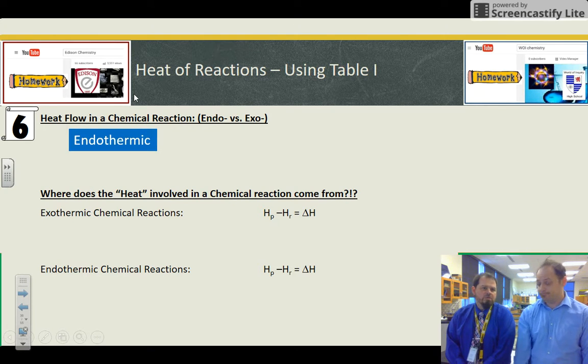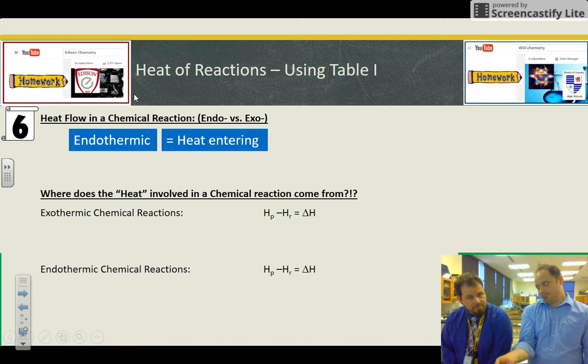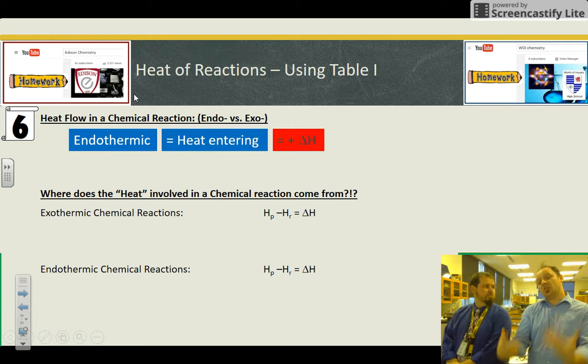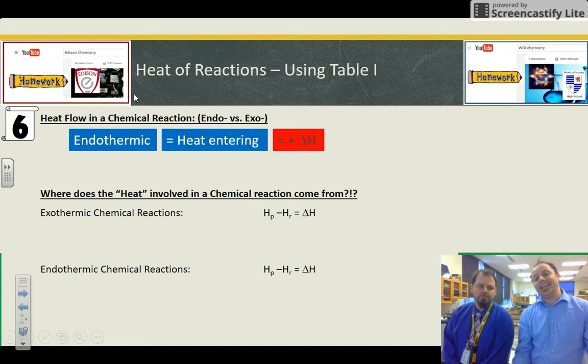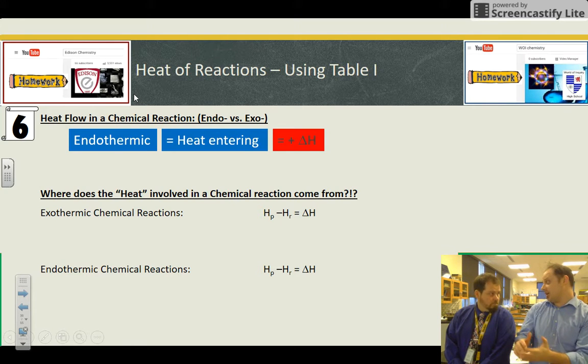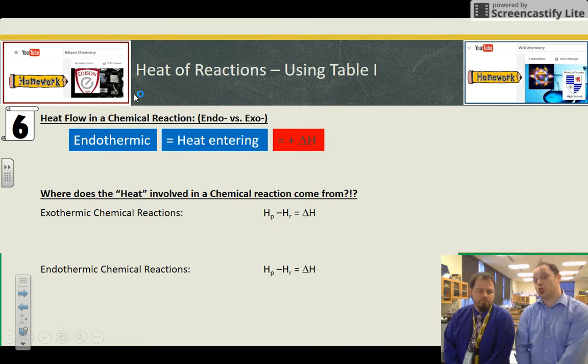So real quick, endothermic means that heat is entering the system. What you need to know now is it will have a positive delta H value. That's key. The heat of the system has increased because heat entered it. That's why a positive sign would show up in front of the delta H. And H stands for what? Heat. Right. And that's measured in joules.